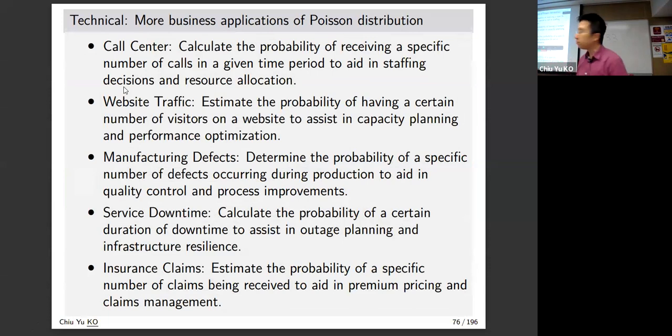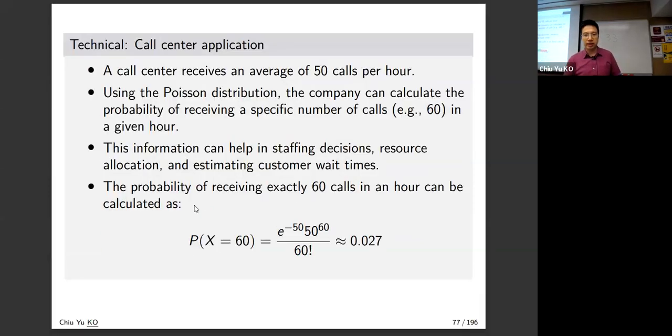Okay. The example is the call center. Within the office hours, you want to see how many calls come in, and that will decide how many staff you need to put in. Let me go through the example one by one. And look at historical data. The call center on average has 50 calls per hour, right?